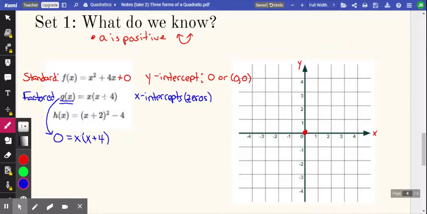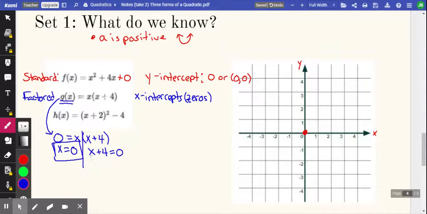In order for this product to equal 0, that tells me at least one of these factors has to equal 0. So either x has to equal 0 or x plus 4 has to equal 0. And then I solve these equations. I need to find what x would give me 0. Well, x equals 0 is already done and solved for me, so I don't have to do anything else.